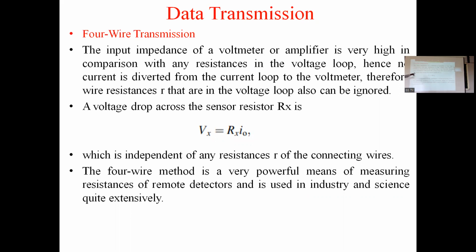Okay, now similarly the voltmeter which is connected to the voltage loop, or we can call it an amplifier also. आपण इथे voltmeter दाखवले आहे, so that means the voltmeter can be connected to the voltage. That voltmeter has a high internal impedance. So see, the input impedance of the voltmeter or amplifier is very high in comparison with the resistance in the voltage loop. Hence no current is diverted from the current loop to the voltmeter. Okay.